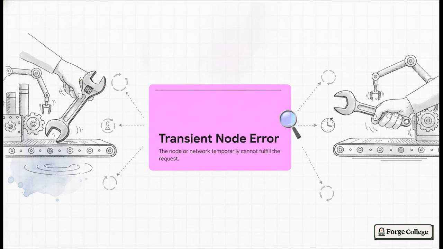Next, we've got the transient node error. This one is basically just a worker dropping a wrench on the assembly line. It's annoying for sure, and it halts production for a split second. But you know what? You just wait a moment, they pick the wrench up, and you try again. The node or the network temporarily cannot fulfill the request, but it will recover.